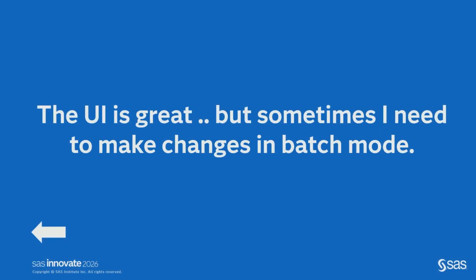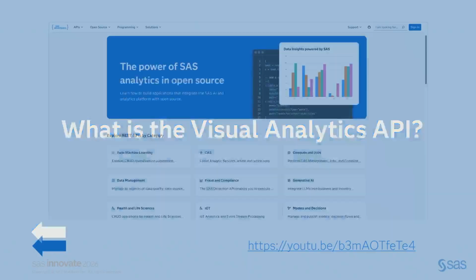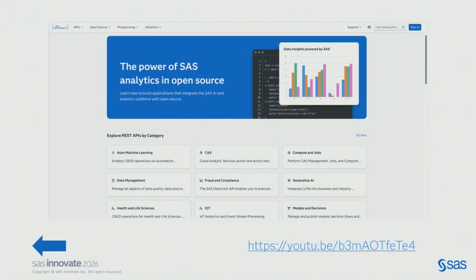The UI is great. It is, but sometimes I need to make changes in batch mode. What is the Visual Analytics API? This year, we released the Visual Analytics API as generally available. I think it was late 2024 when we released it in experimental mode. This is directly integrated in our developer.sas.com experience.